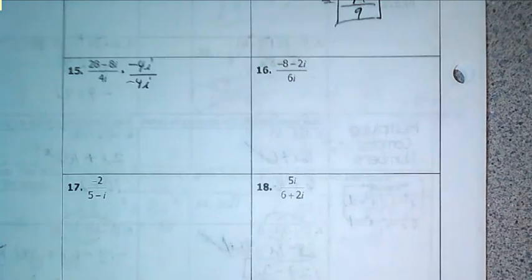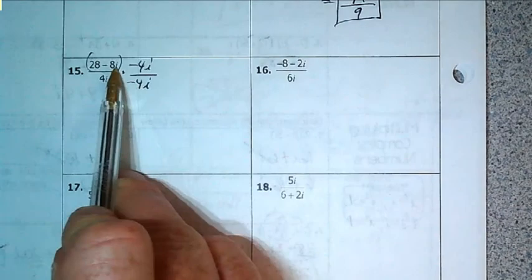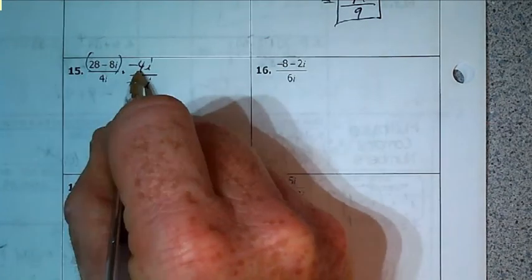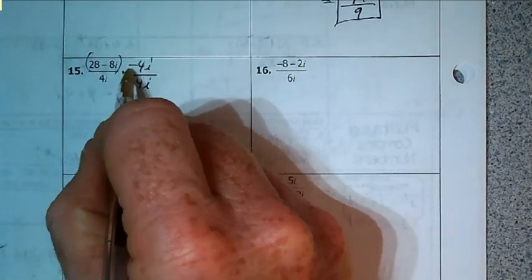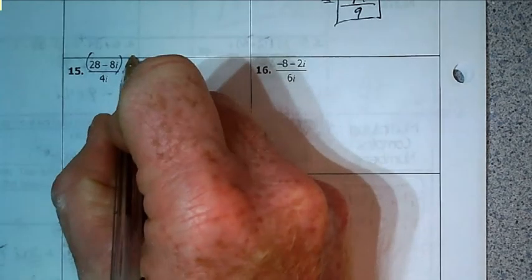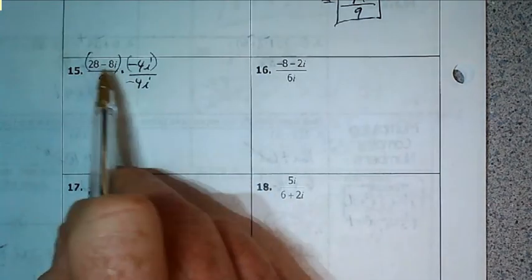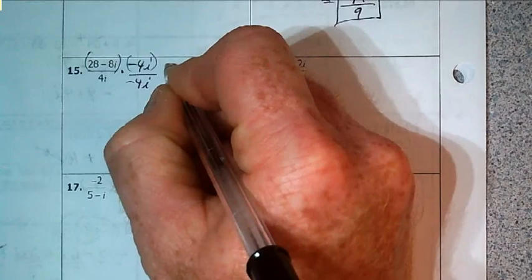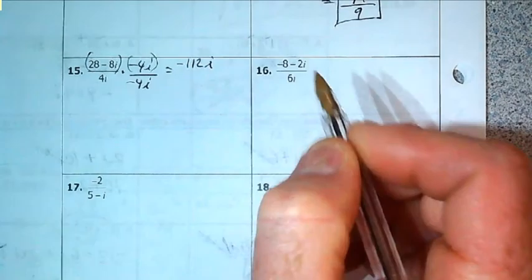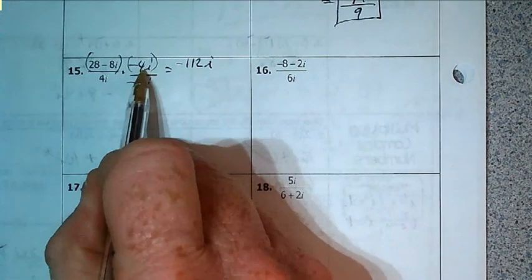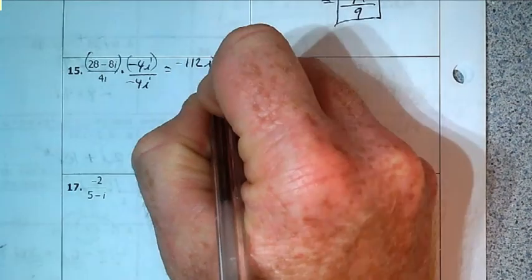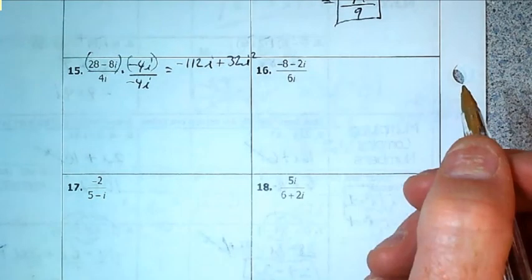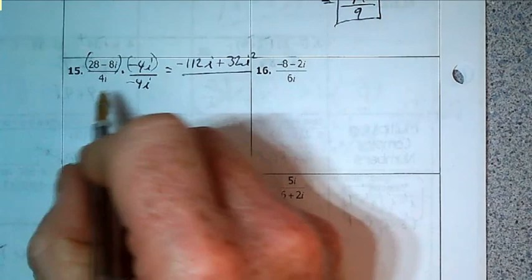So, remember that this is a binomial right here. So this is going to be 28 times negative 4i. It's not minus 4i, it's times negative 4i. So negative 4i times 28, negative 112i, and then negative 8i times negative 4i is positive 32i squared. And that's over negative 16i squared.